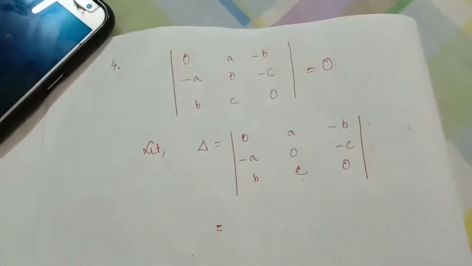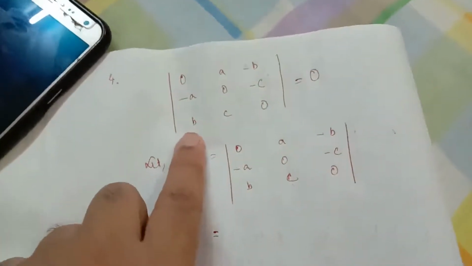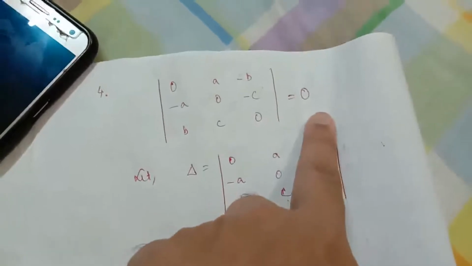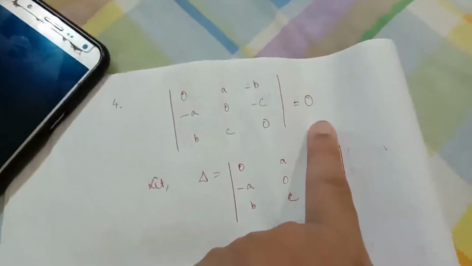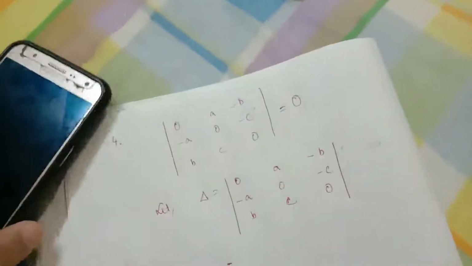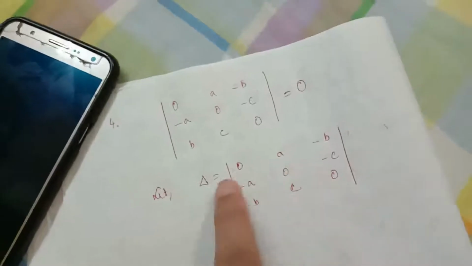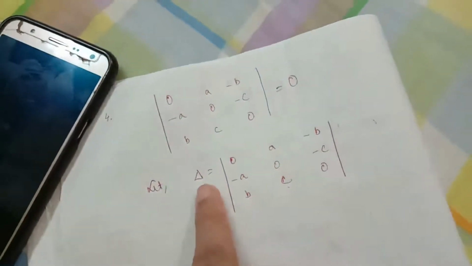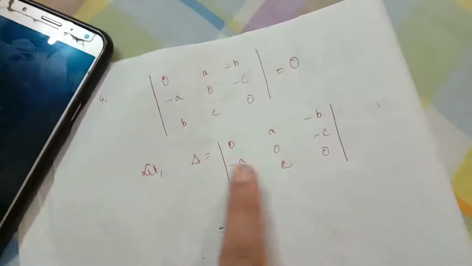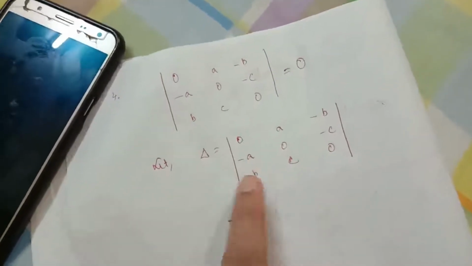Next question is to prove the value of the given determinant is equal to 0. For that, we have considered the given determinant equal to delta. Suppose the given determinant is delta. What we have to prove? Delta equal to 0. The value of the given determinant is 0.